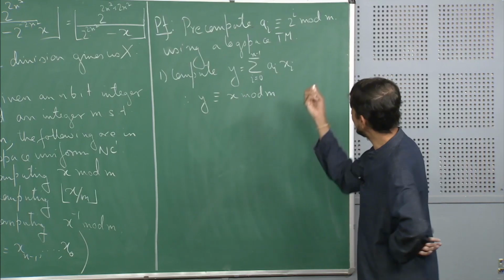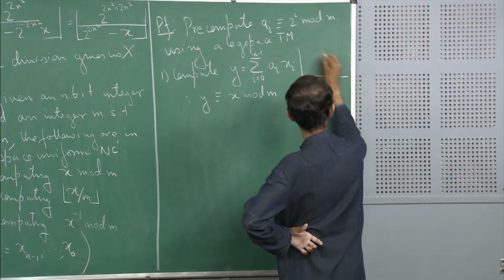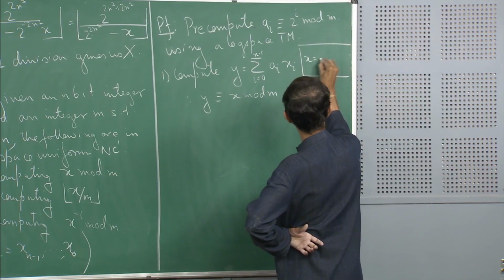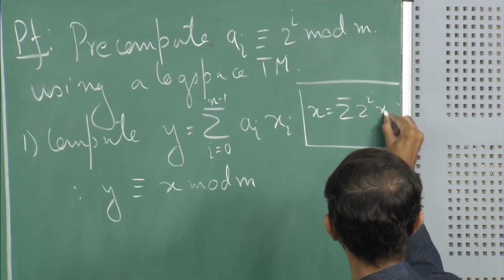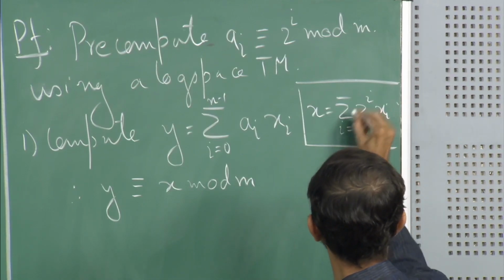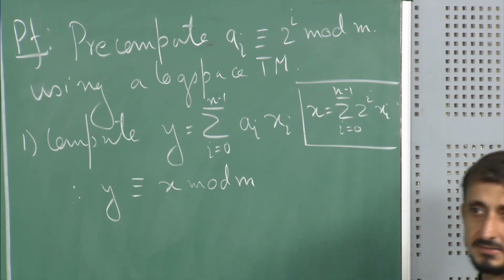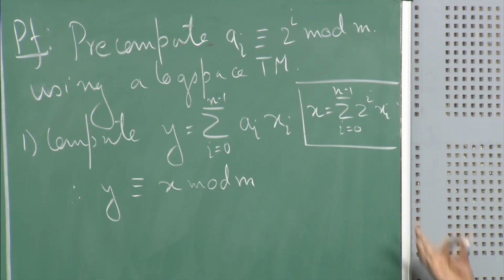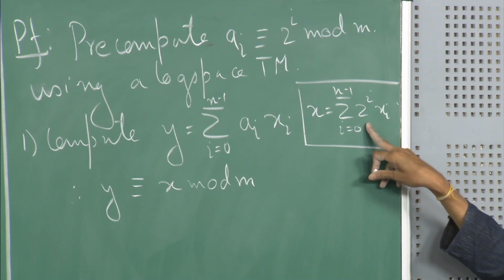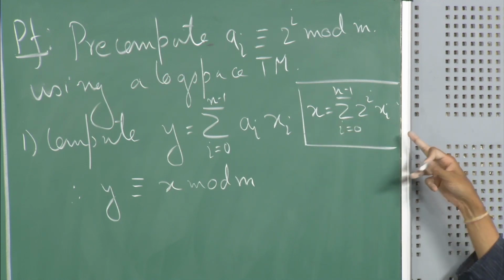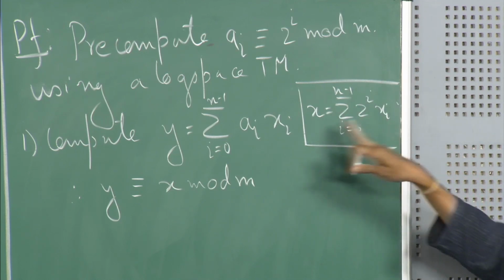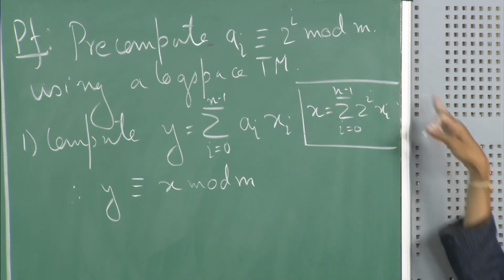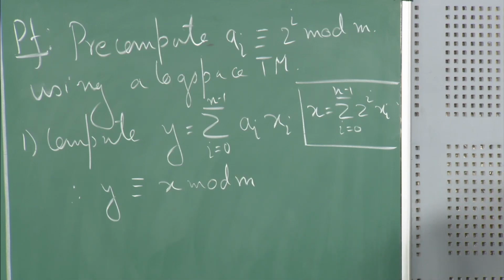Because actually, what is x? Another way of looking at x is nothing but the sum of 2 to the power i times x_i. So this is basically the number x. Here, instead of 2 to the power i, I am taking mod m on both sides. On the right hand side I get x mod m, and on the left hand side I get this quantity y.